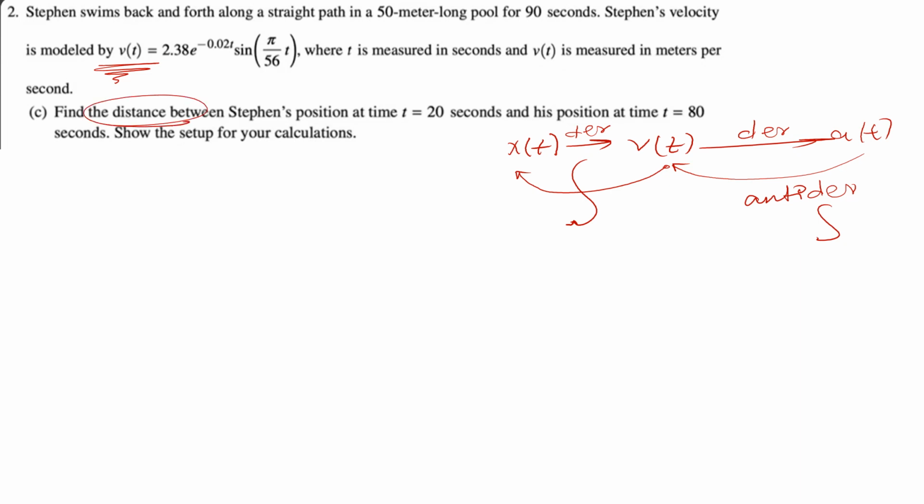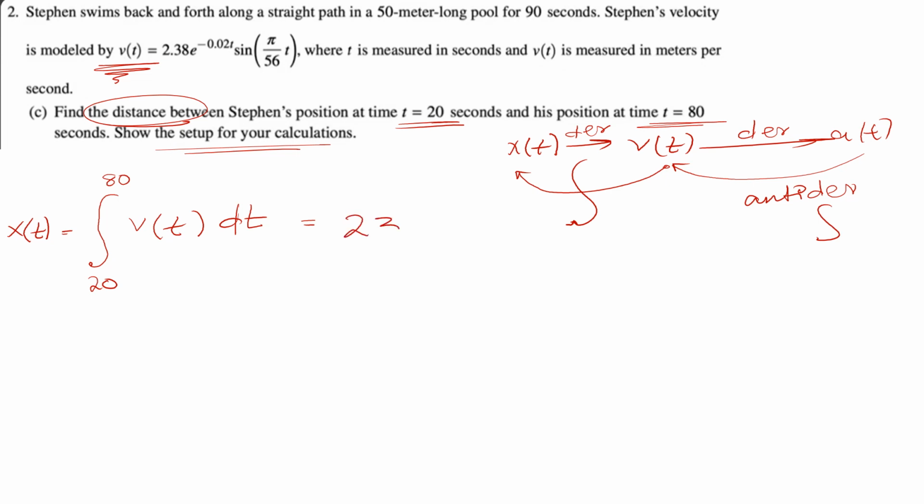So you can see that in the question the velocity function is given and now they are asking you to find the distance between the position at time t equals 20 and his position at time t equals 80 seconds. Show the setup of your calculation. So in order to find the distance between 20 and 80 seconds, you have to take the antiderivative of velocity. That's all. Now you go to the calculator, write the same equation given at the top, and calculate the function, and you will find the answer is 28.384. You should give the answer to 3 decimal places.